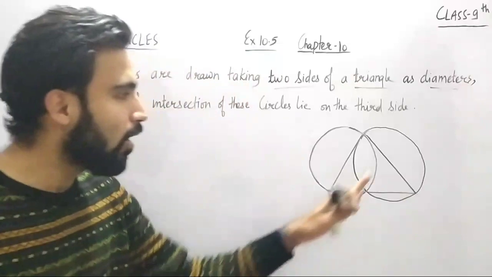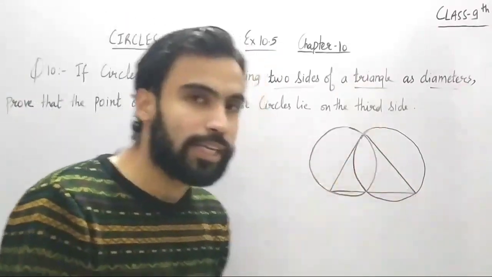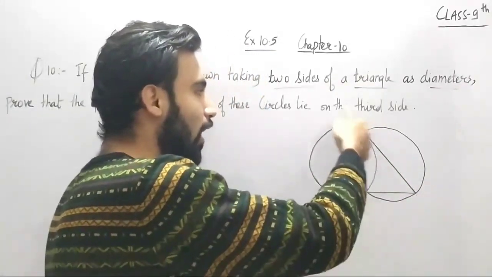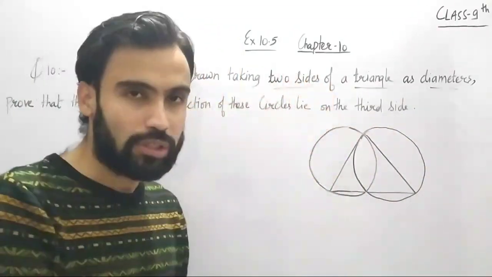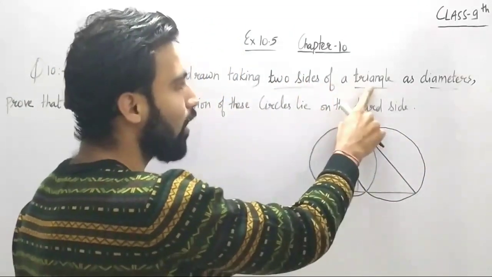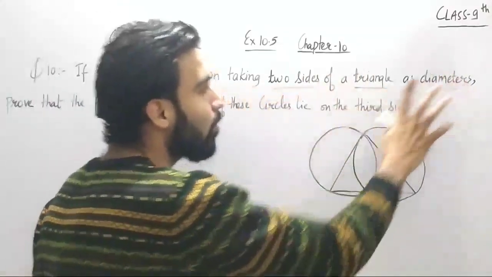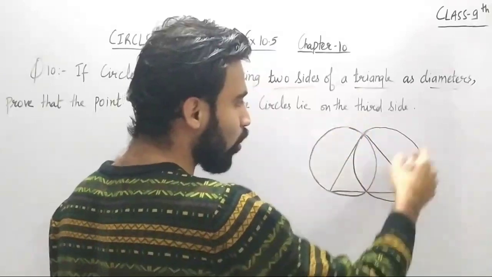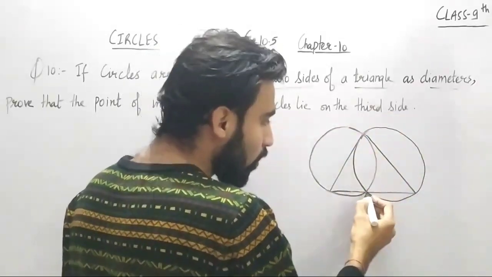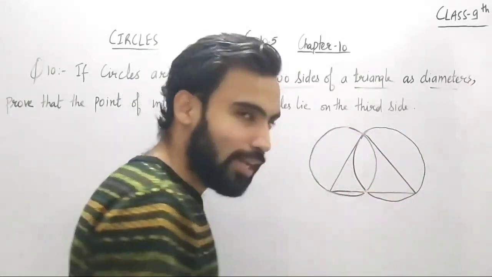So आप देख सकते हैं यहाँ पे मैंने दो sides ली triangle की और उनको as a diameter लेके मैंने दो circles draw कर दिए, right? Now this is according to the question. आप देख सकते हैं यहाँ पे दो sides of a triangle taken as diameter, we have drawn two circles, right? अब यहाँ पे आप देखेंगे कि दोनों circles जो बने हैं वो एक point पे intersect कर रहे हैं, right?